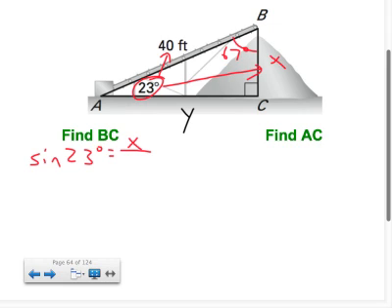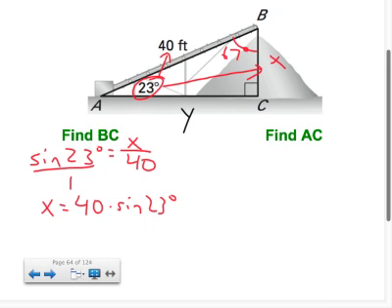equals opposite over hypotenuse. I just put it over 1 and cross multiply. X equals 40 times the sine of 23 degrees. And so now you just go to your calculator. 40 times sine 23. Again, make sure your calculator's in degree mode. You would have realized that by now in the video if your answers were all off. So X is roughly 15.6 feet. And now I've got to find Y.